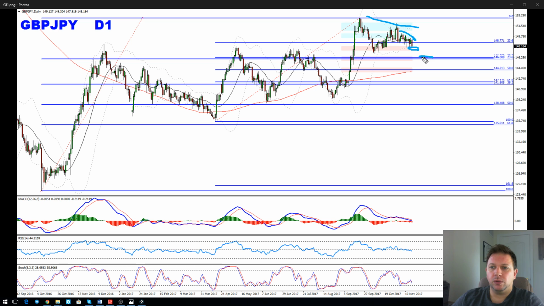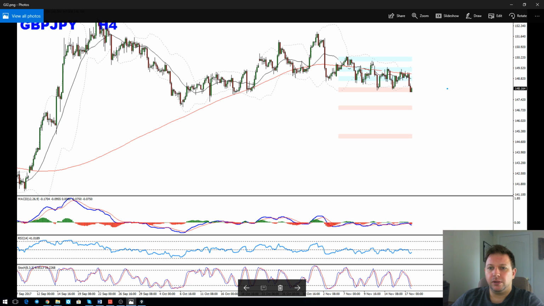If we do, we are going to the 146 zone and then the 144 zone, and then a classical magnet area around 142. Magnet area means a combination of several cycles, several different measurements. Now on the 4-hour chart on this pair, what we can see is the critical area right here, and you can see it has a big problematic time to break it.